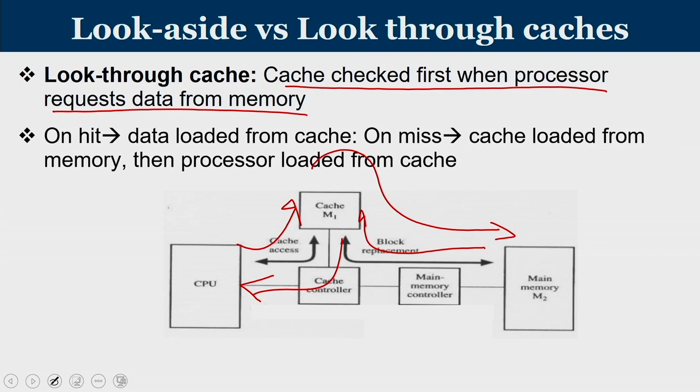So, here this parallel lookup of main memory is not there during a miss, and only then is your miss penalty going to start. So, the basic difference is that in the case of a look-aside cache, the miss penalty is less because of the parallel lookup in cache and in main memory. But in look-through cache, we are not involving the main memory, we are hoping that the cache is going to return the word, but your miss penalty is going to be higher than look-aside cache.